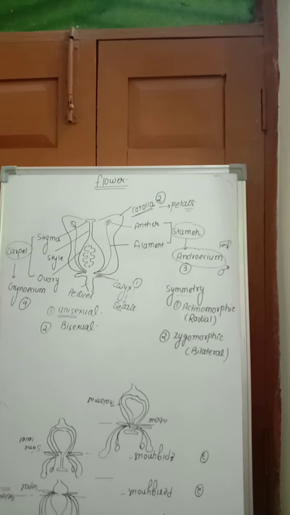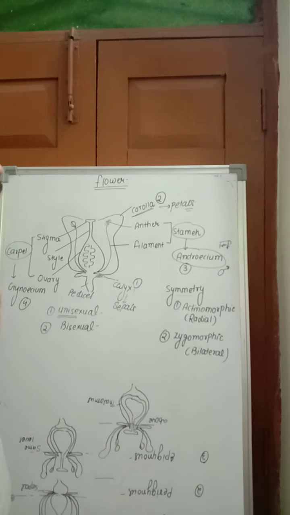First one is the calyx. It is formed of sepals, which are green in color and form the outermost whorl, which protects the flower during the bud condition. That is called the calyx, which forms the sepals. Next one, corolla, forms the petals. It is bright in color, attracts insects for pollination and also contains a sugary substance called nectar.